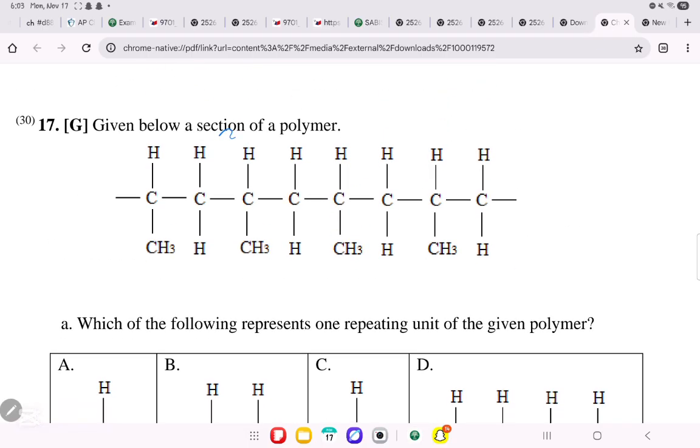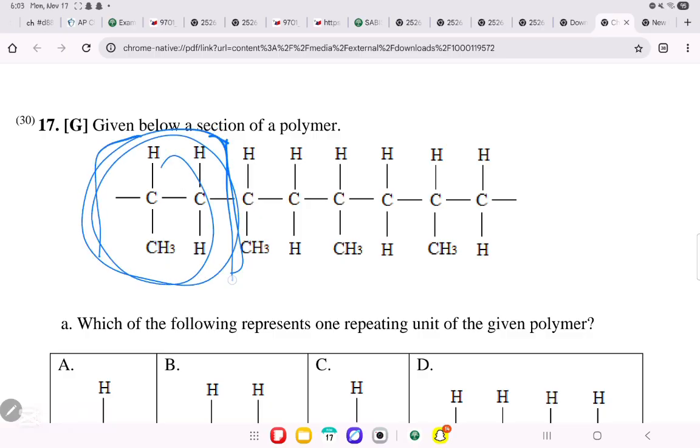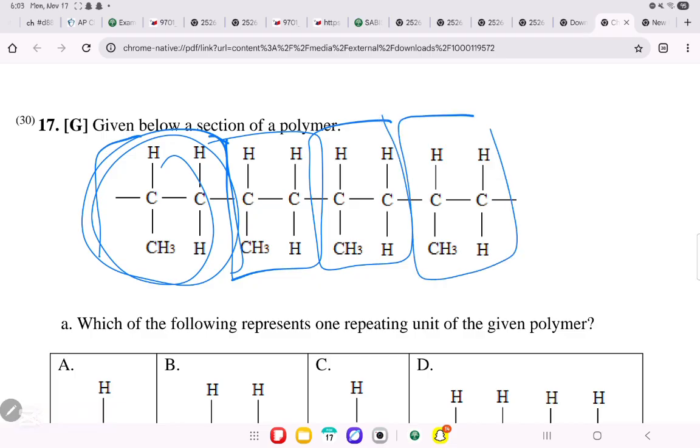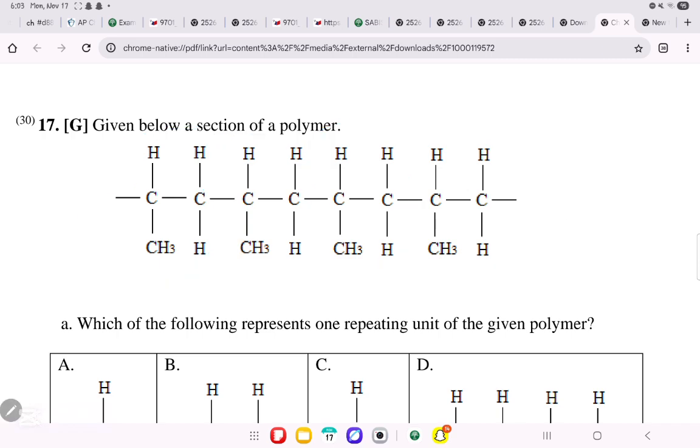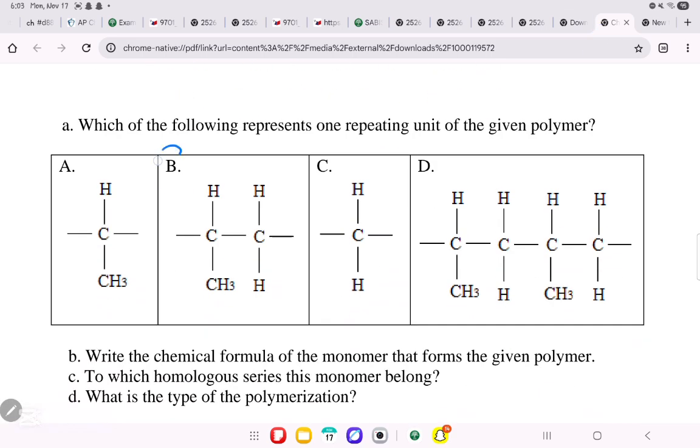So you will come here and you will come here. So you will see that your repeating unit is this, because you will see that all the time. What's the repeating unit? CH, CH3, CH2. So it's gonna be what? The answer is supposed to be B.